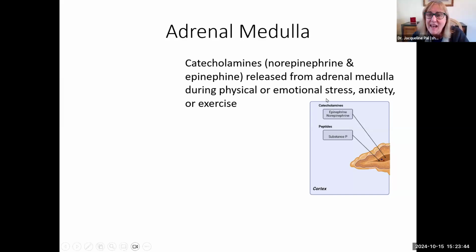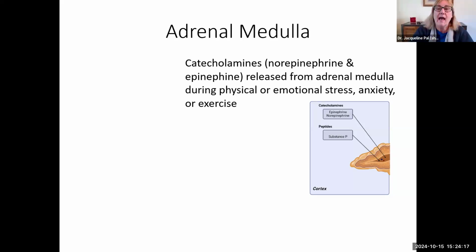And so what are catecholamines? Catecholamines are the names for when epinephrine and norepinephrine, you know those neurotransmitters, are released into the bloodstream, so they're hormones. Anytime you hear the word catecholamines, that means norepinephrine and epinephrine as a hormone. Otherwise, if you hear norepinephrine and epinephrine, you need to think of them as neurotransmitters.